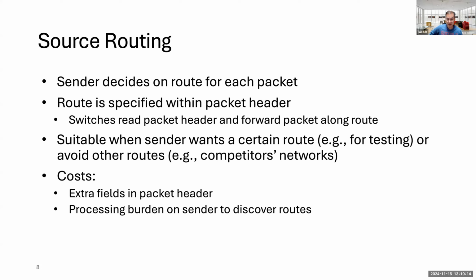That means each node in the topology needs to have a total picture of the current network, right? So it's suitable when the sender wants to send along a certain route for testing, to avoid other routes in a competing network. It causes an extra field in the packet header, and a processing burden, because each node sends the status of its own node to everyone. So updating the status is very challenging too.